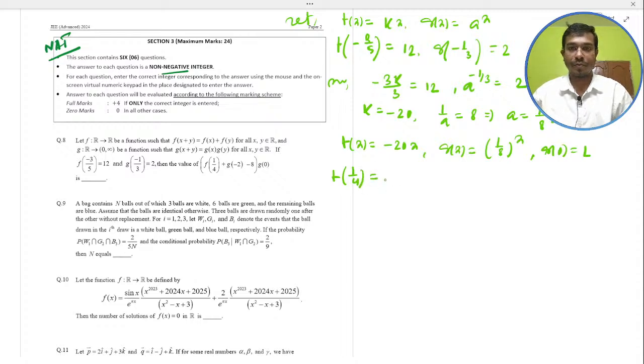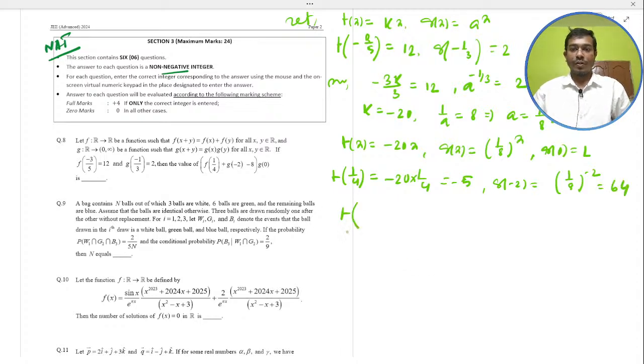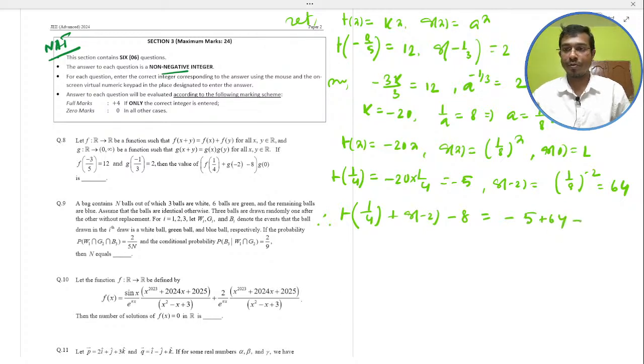So f(1/4) is minus 20 into 1 by 4. Calculate, you would get minus 5. And g(minus 2) is 1 by 8 to the power minus 2. This is 64. So f(1/4) plus g(minus 2) minus g(0) is minus 5 plus 64 minus 8. This is 51. So 51 would be the answer, correct? 51. Next question.